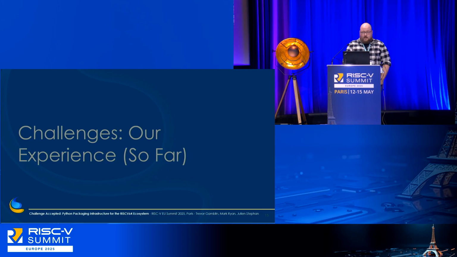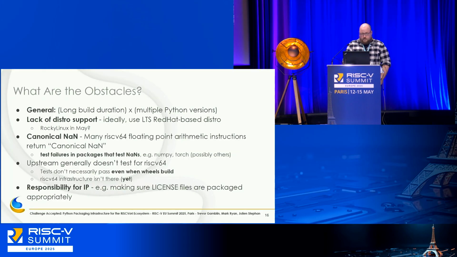So what are some of the challenges we've experienced so far? The big obstacle is just the general case of long build durations for the packages for multiple Python versions. Again, we're supporting 3.10 through 3.13, so that's quite a large build and test matrix. There's a lack of distro support. Ideally, we want to be using an LTS Red Hat-based distro, and we're hoping that will appear in a new Rocky Linux release coming soon.